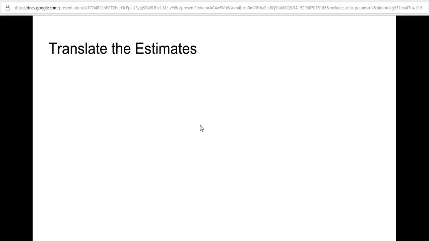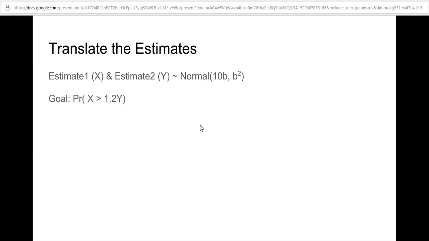So the first step is to translate the estimates. Estimate 1 we're going to define as x, and estimate 2 we're going to define as y. Both of these are normal random variables with a mean of 10b and a variance of b squared. Our goal is to find where the first estimate is 20% higher than the second estimate.